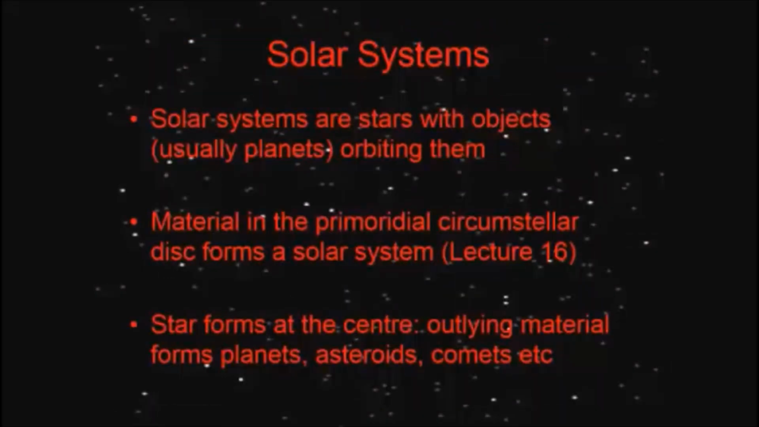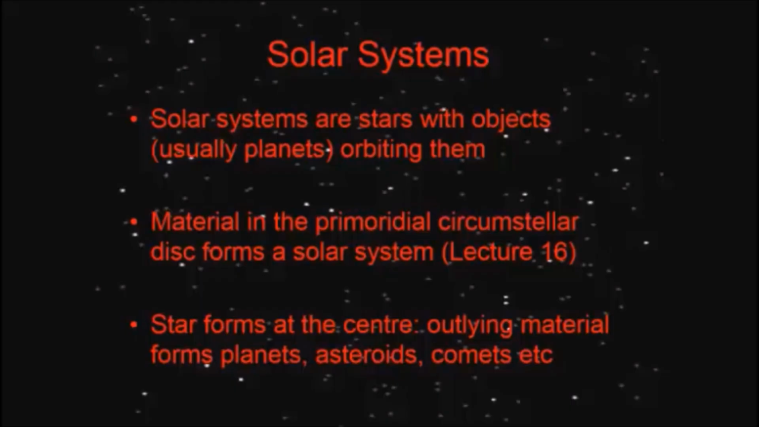So let's talk about the formation of the solar system. A solar system is basically a star with objects that orbit it, usually planets. Now remember, planets weren't really confirmed by observation until sometime in the late 80s, early 1990s. Before that we had scientific data to suggest they were there, but we didn't really see them as such.